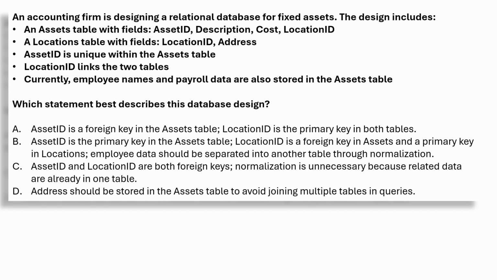Option D says the address should be stored in the assets table to avoid joins. No way. Joins aren't bad. They're the whole point of a relational database. If you cram the address into the assets table, you'll repeat it for every single asset in that location. That's messy, redundant, and makes updating harder. So the best description is option B.